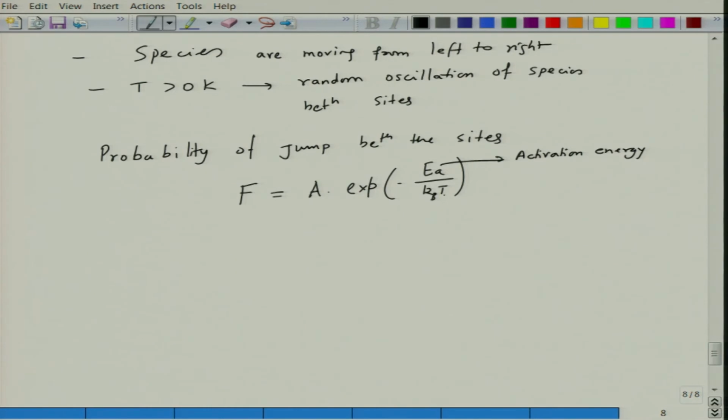K is the Boltzmann constant, T is the temperature, and A is some exponential factor. When you apply an electric field, so this is symmetric. Let us say you have a situation like this where the wells are symmetric, so on both sides the energy barrier will be similar. So, this is symmetric to begin with, and when you go from 1 to 2 or 2 to 1, they have to face the similar EA. As a result, if you go from 2 to 1 or 1 to 2, the probability will be the same.